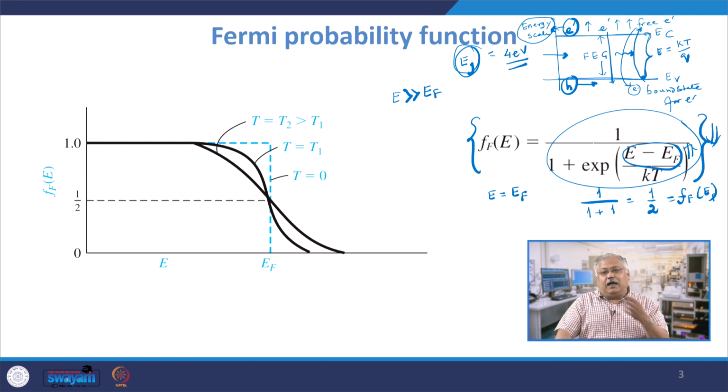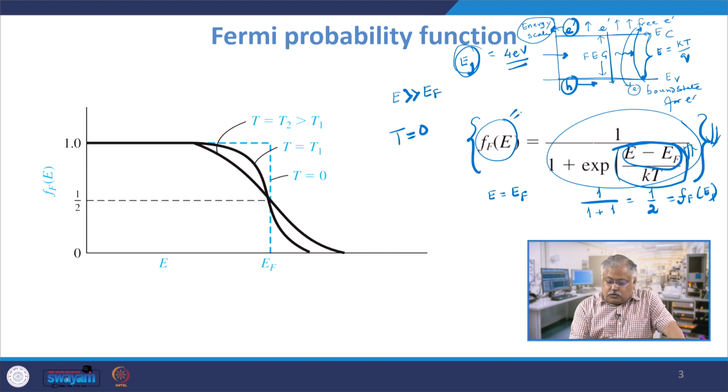Now let us see what will happen if I take T equals 0. At T equals 0, the exponent becomes exponential to the power infinity, which makes f(E) equal to 0. So at T equals 0, f(E) goes to 0.